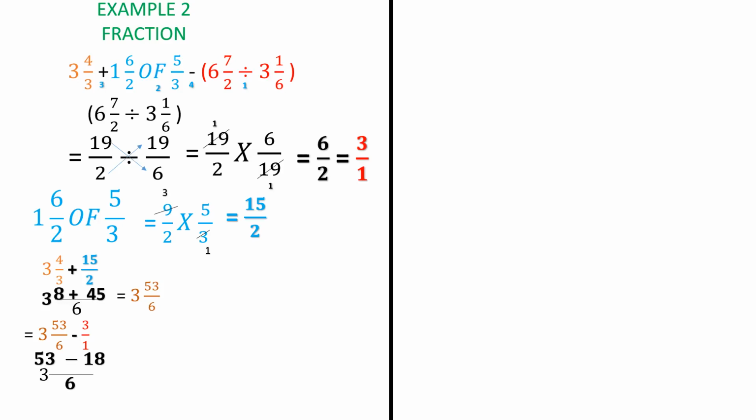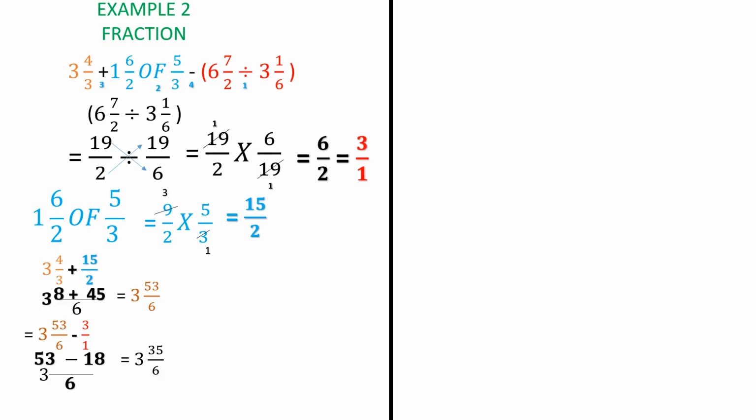So therefore we are going to have as our final answer 3 whole number 35 over 6. 35 comes from 53 take away 18, we are going to have 35. So that is that for number 1, my dear people.